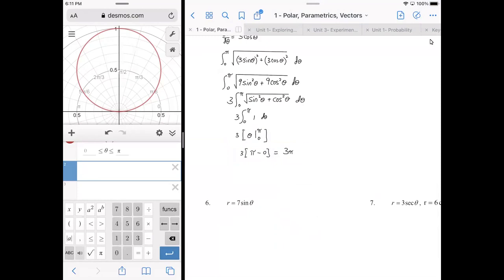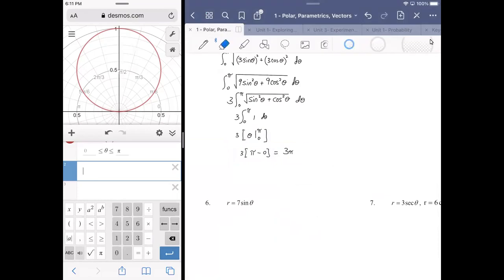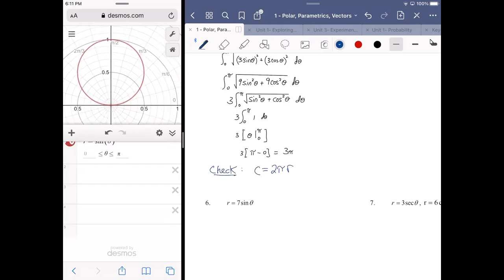And now, if you think back to what an arc length really is, it's a length around a curve, from beginning to end, designated starting and end points. So I can check this because that should be equal to the circumference. C equals 2 pi r. Looking at this figure here, it seems that we're looking at a radius of 0.5.